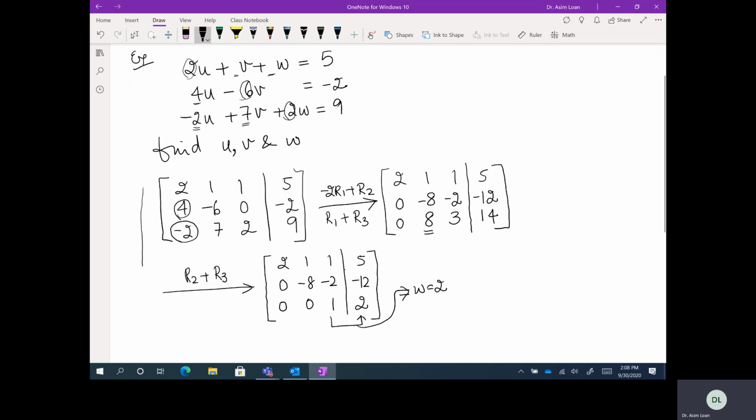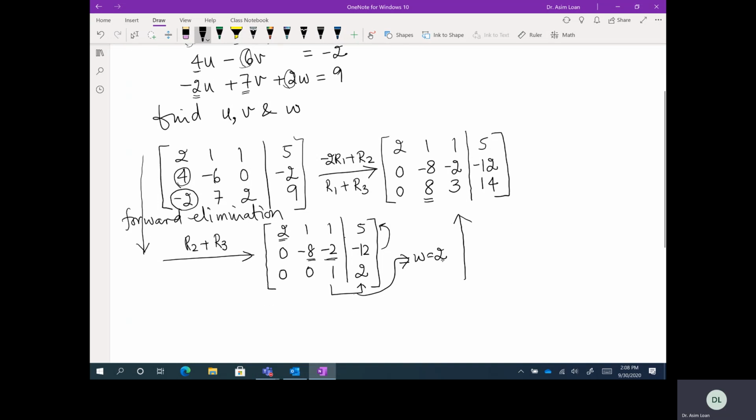So what I'm doing is forward elimination. And then I can do backward substitution. So I can substitute the value of w here and get v here, and then I can substitute the value of v and w over here, and I can get the value of u from here. So let's do that. So w is equal to 2. If I substitute the value here, it's minus 8v minus 2w equals minus 12, or minus 8v equals minus 12 plus 2w, which is equal to minus 12 plus 4, which is equal to minus 8, or this implies v equals 1. So v is equal to 1, w is equal to 2, and then we substitute.